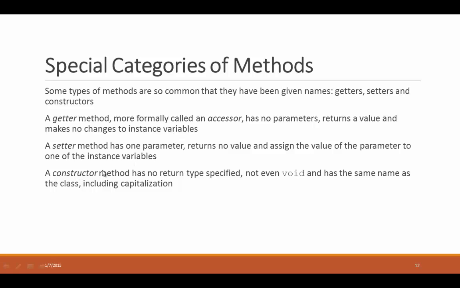A constructor, and we need these a lot, has no return type specified, not even void, and has the same name as the class, including capitalization. So those are three important categories of methods: getters, setters, and constructors. And in this first example, I'm going to create just those, getters, setters, and constructors, and we'll have a very usable class at that point.